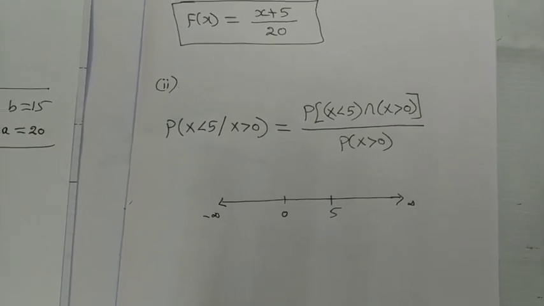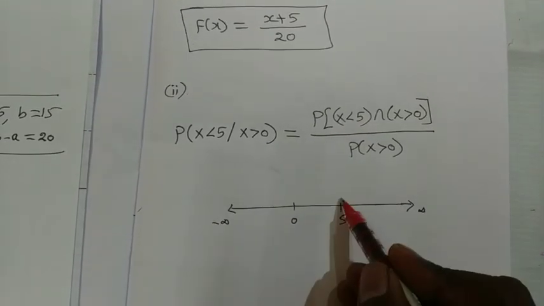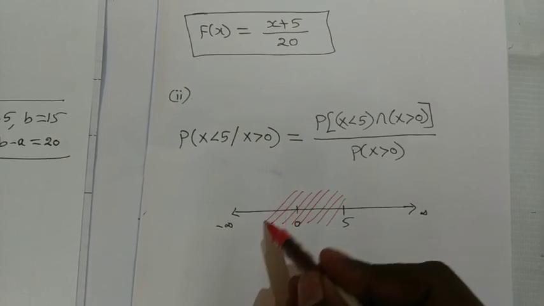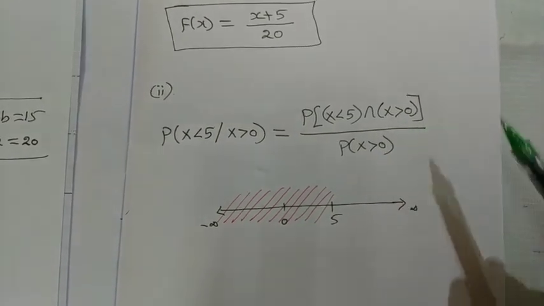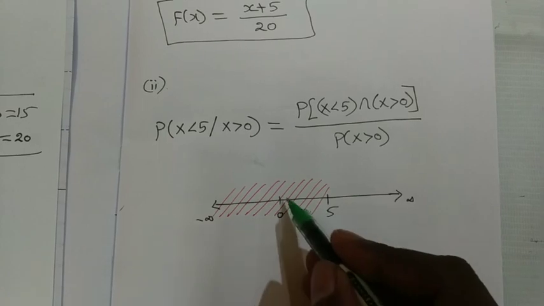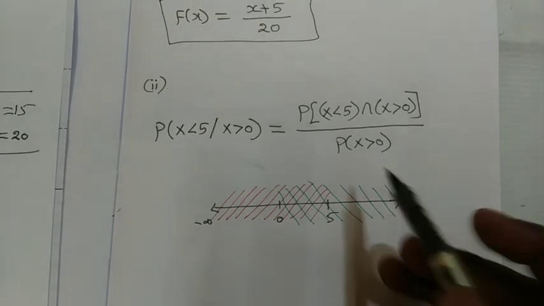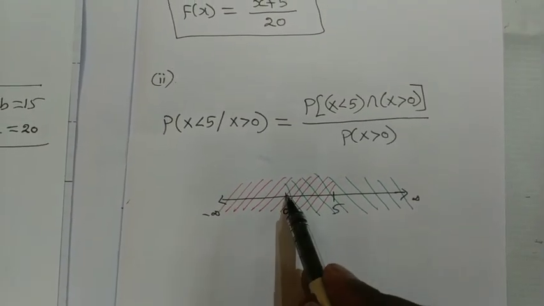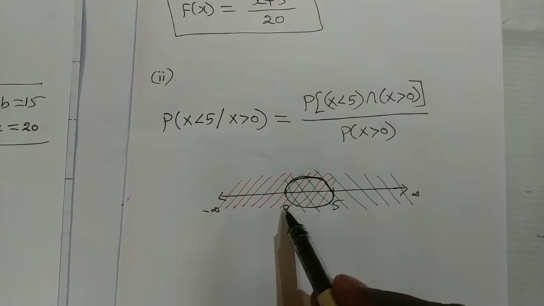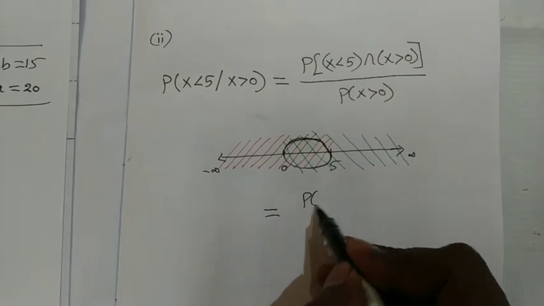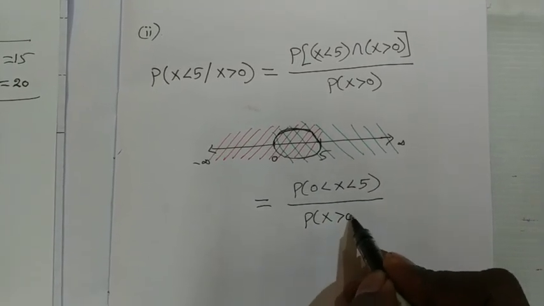In this range, the first one is x less than 5. What is the meaning of x less than 5? Less than 5 means it covers the entire region to the left. Next, x is greater than 0. Greater than 0 means above 0, so it covers the region to the right. Now I want to find the intersection of these two ranges. The common portion is 0 to 5. So the intersection of these two is 0 to 5. So P of 0 less than x less than 5 divided by P of x greater than 0.